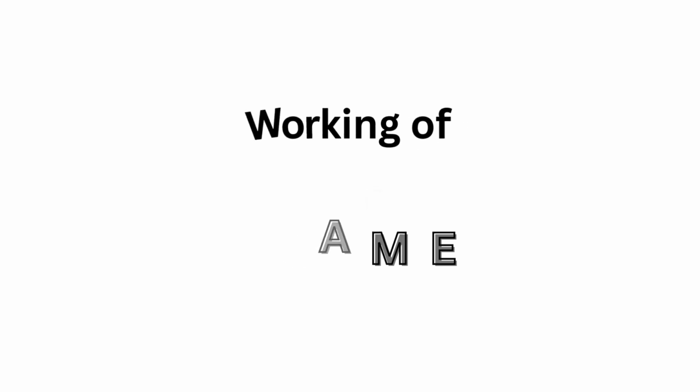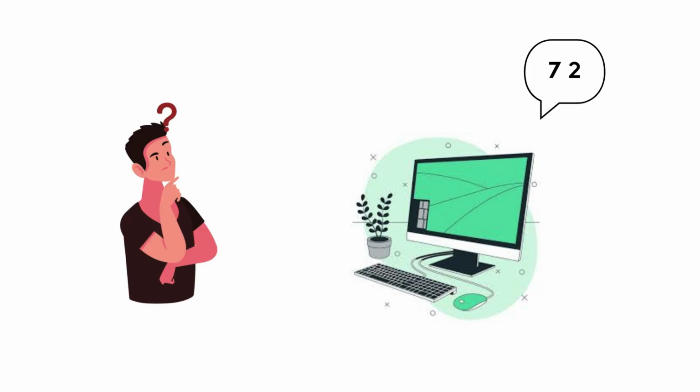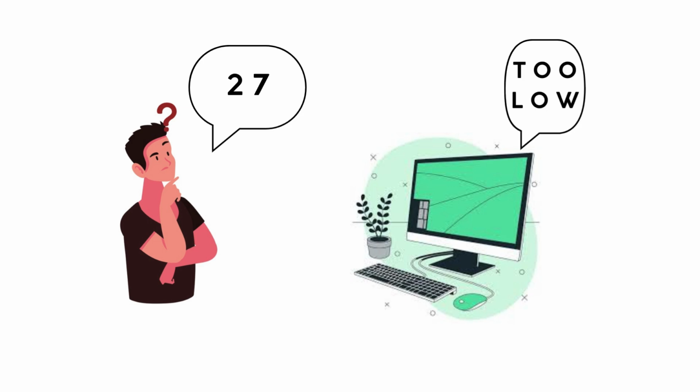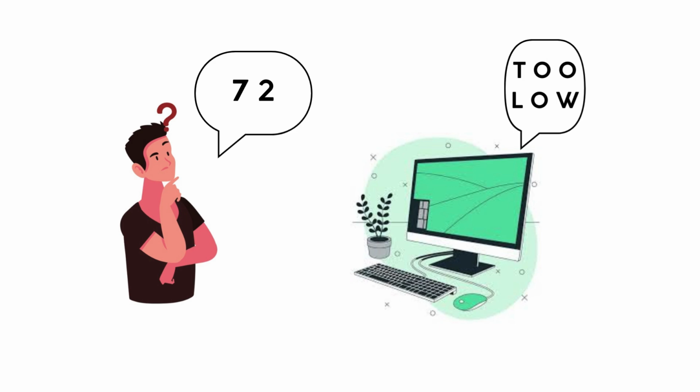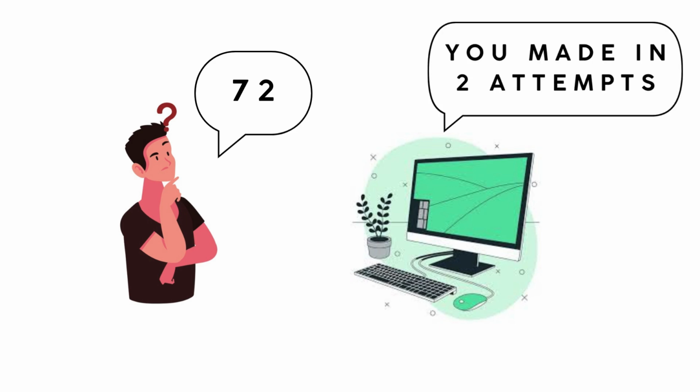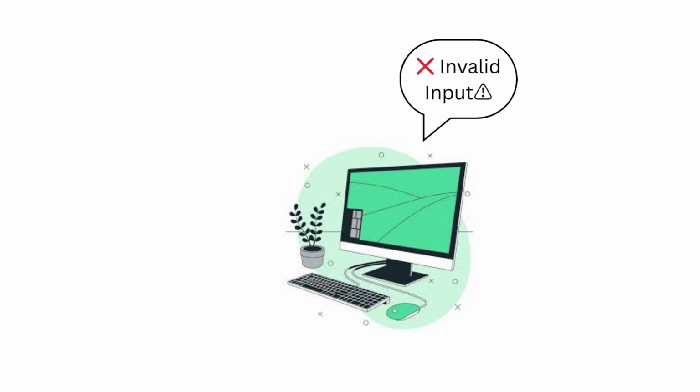Before we start coding, let's quickly understand what we're building. Our number guessing game works like this. The computer picks a random number between 1 and 100. You keep guessing the number, and after each guess, the game gives you a hint whether your guess is too high or too low. Once you guess the right number, the game congratulates you and tells you how many attempts it took. Sounds simple, right? But we're going to make it even cooler by handling invalid inputs and keeping the experience smooth.